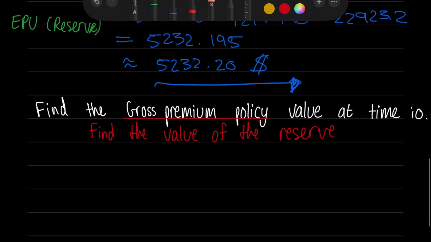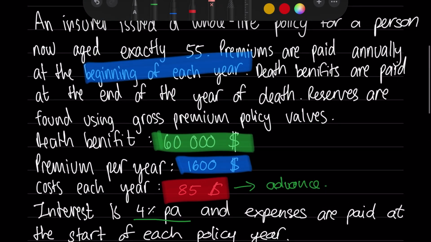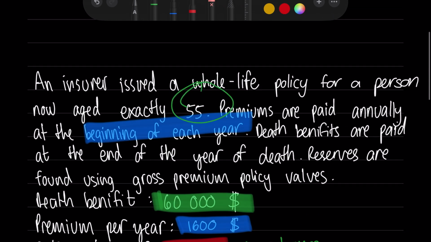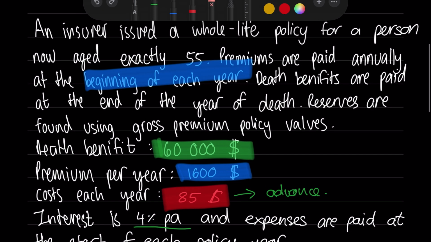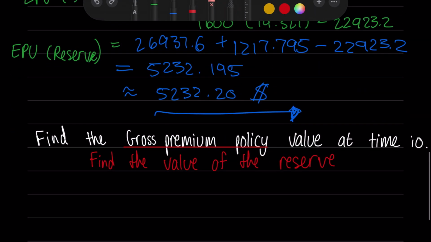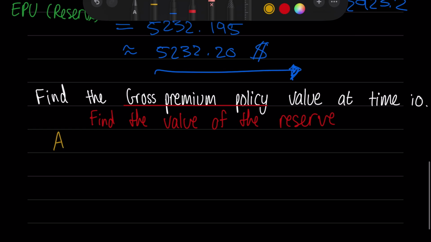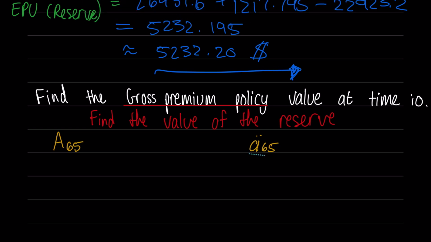But yeah, so when we have to calculate this gross premium policy value at time 10, that means, this question said that this person is exactly 55, right? So to calculate at time 10 means that 10 years have passed since this policy has been written. Now this person would be 65. So we're working with the A65. I haven't put those values in, we'll get them now. We're going to be working with A65 and this one. And I'll put the values here now.